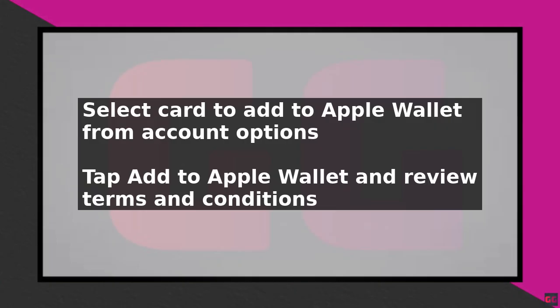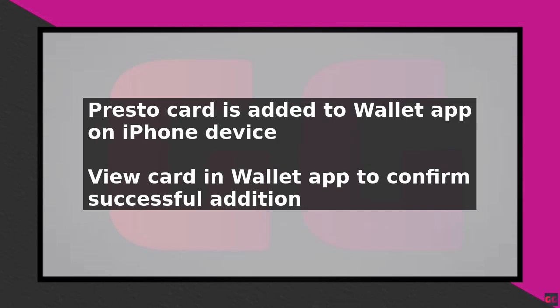You may be prompted to sign in to your Apple ID if you are not already signed in. Review the terms and conditions. Then tap Agree to add your Presto card to Apple Wallet. Your Presto card will now be added to the Wallet app on your iPhone. To view your card, open the Wallet app and you should see your Presto card listed.